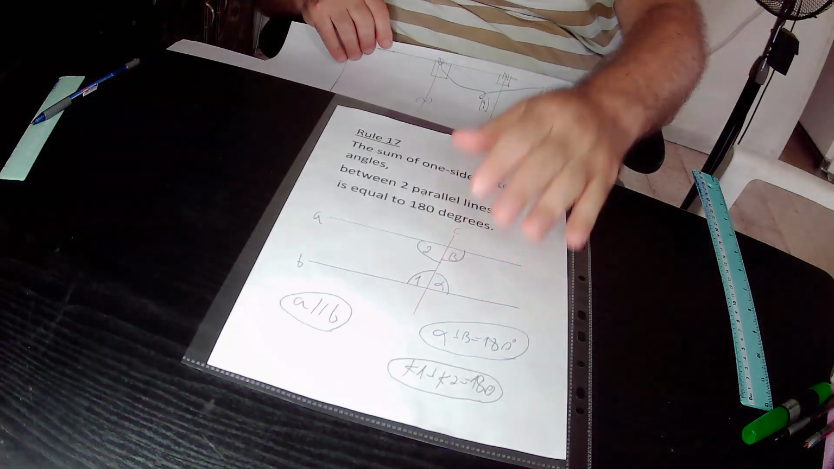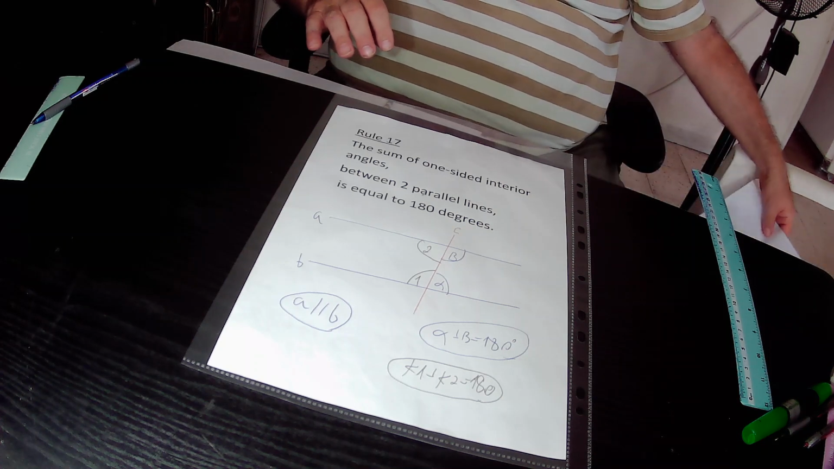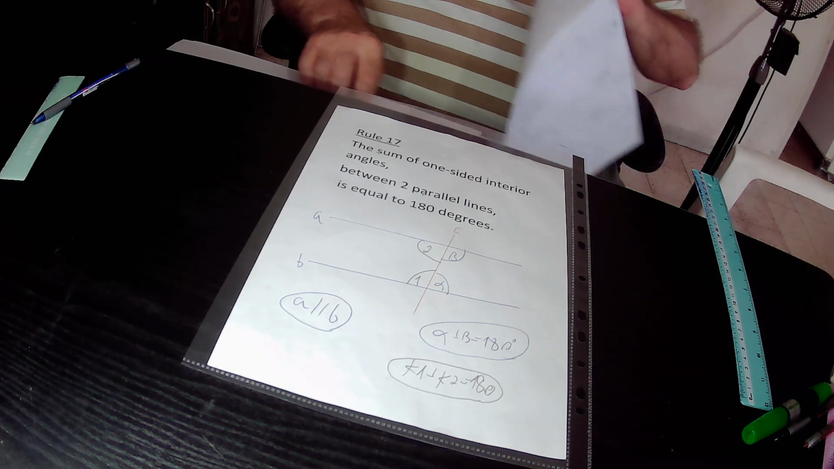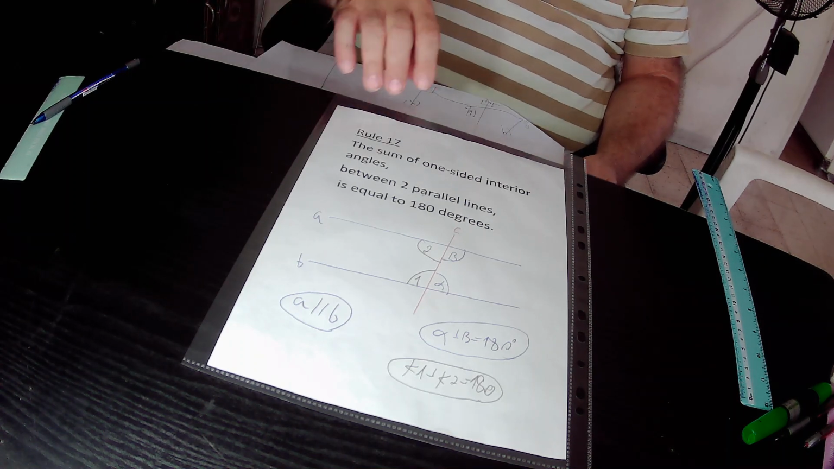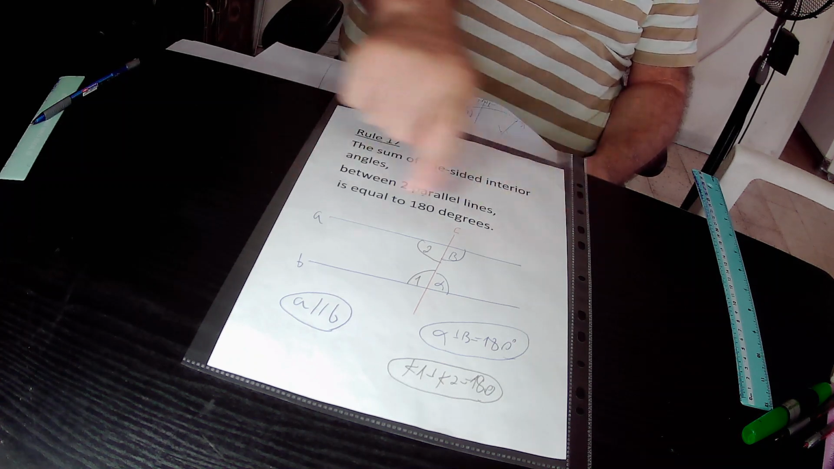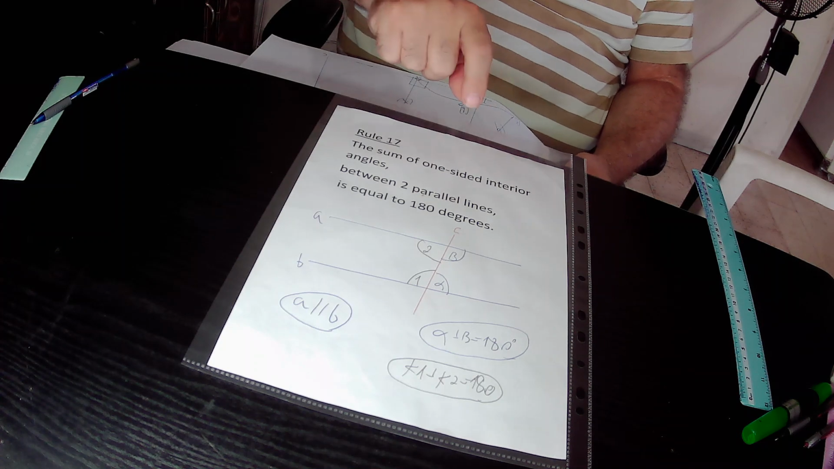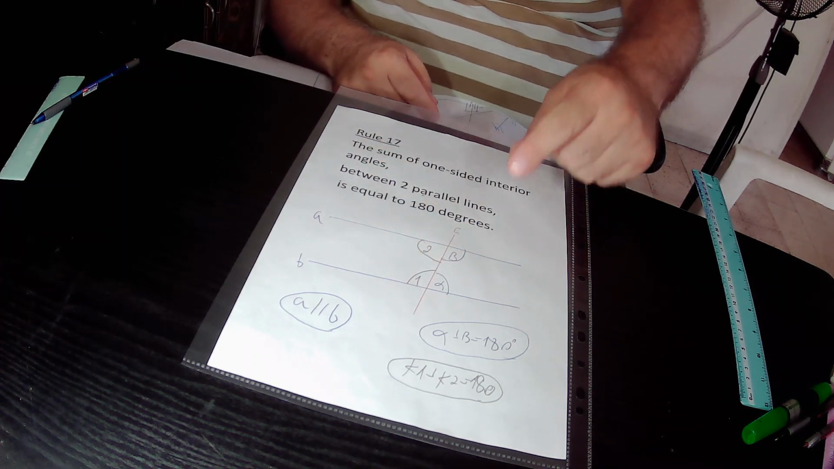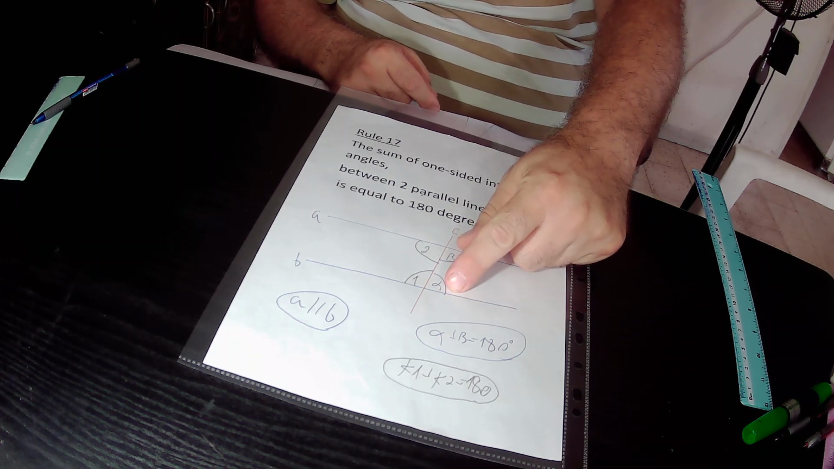According to rule 17, the sum of one-sided interior angles between two parallel lines is equal to 180 degrees. So in the drawing we have line A that is parallel to line B. The red line C intersects with those two parallel lines A and B at those 2 points. Those are angles alpha and beta that are defined as one-sided interior angles.